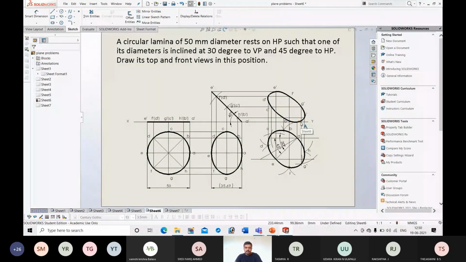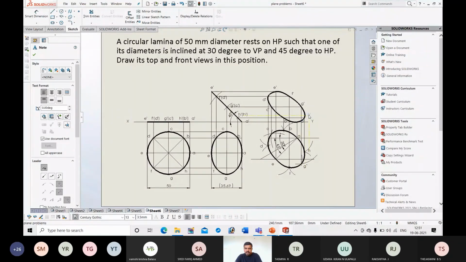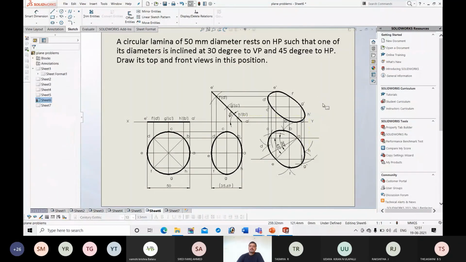So this is the view of the circle when one of the diameters is making 45 degrees with HP and 45 degrees, that is the beta angle, with VP. Okay, this is the final front view.